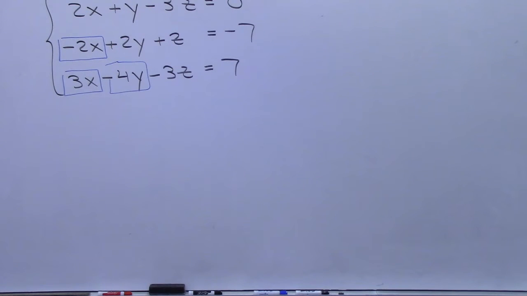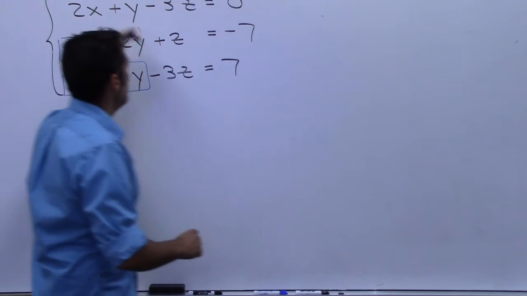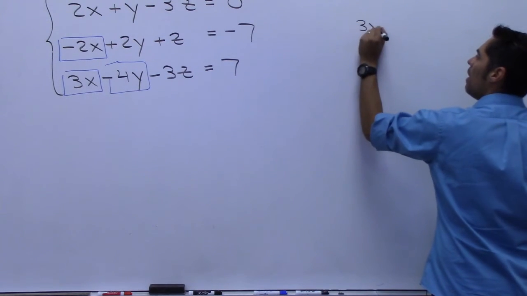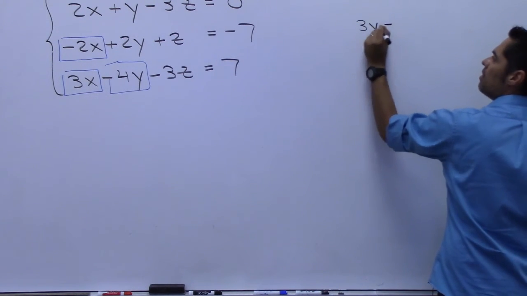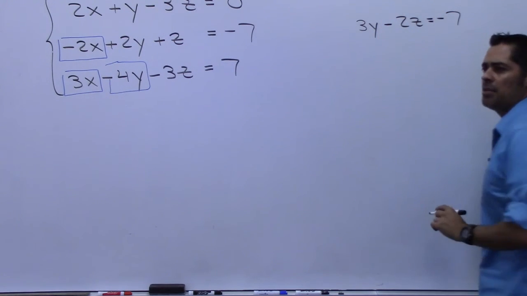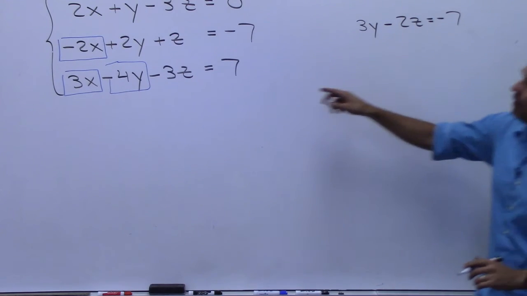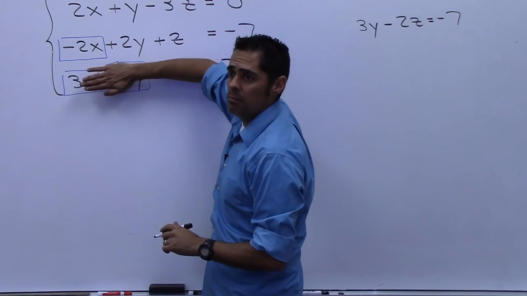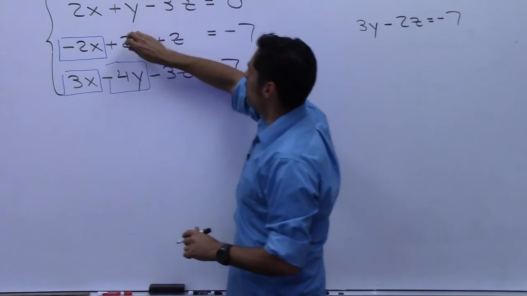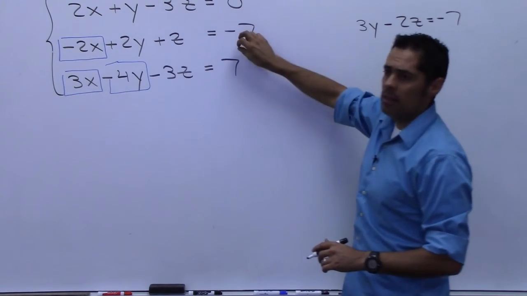Well, the first one is pretty much done. If we want to kill off the x's here, I don't need to do anything. I just add straight down. So when I add those 2 down, what do I get? I'm going to write this on the side. 3y minus 2z equals negative 7. That's what I would get if I just add, ignoring this one. Just working with the first 2, the x is gone. 3y, negative 2z, negative 7.